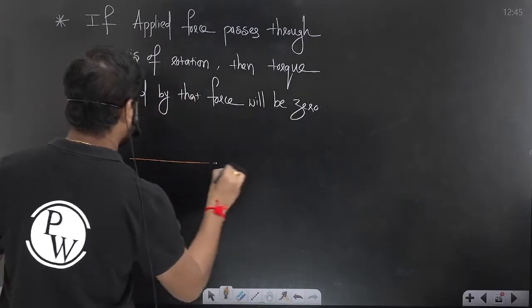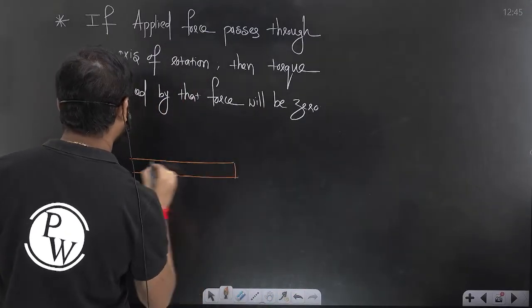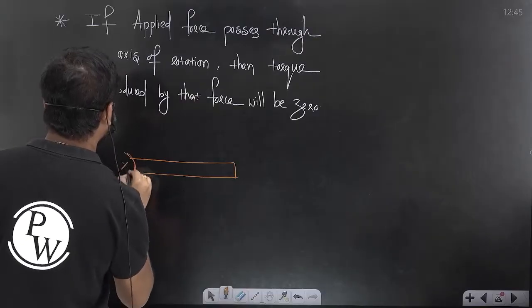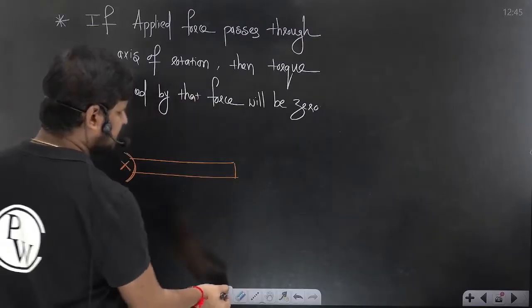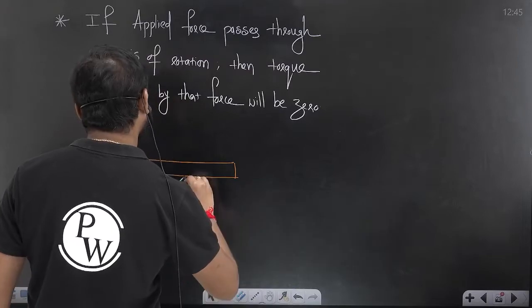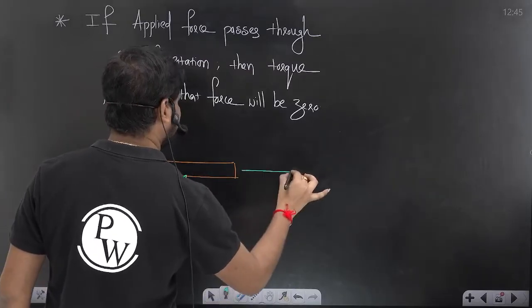So this is an object, and you want to rotate it about this point. Now you are applying different forces. So what are the forces? Here you are applying one force, and here you are applying one more force.